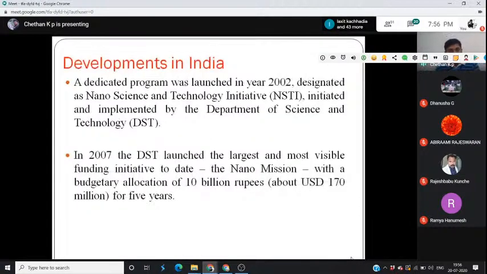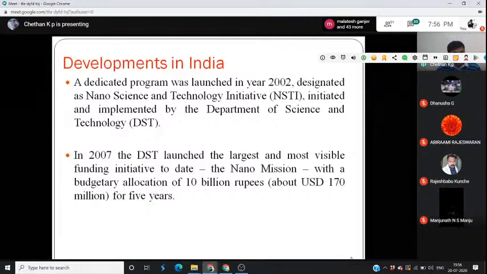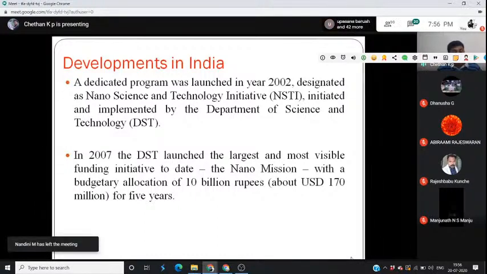So let's come to the developments in India. It's happening at the world level. Still, the regulations are being framed. But in India, what is going on? A dedicated program was launched in the year 2002, designated as the Nano Science and Technology Initiative. This was initiated and implemented by the Department of Science and Technology. This will give permission and give funds for conducting research in nanotechnology.